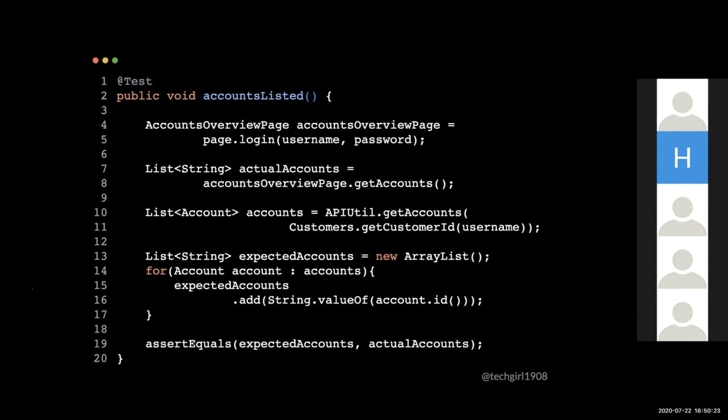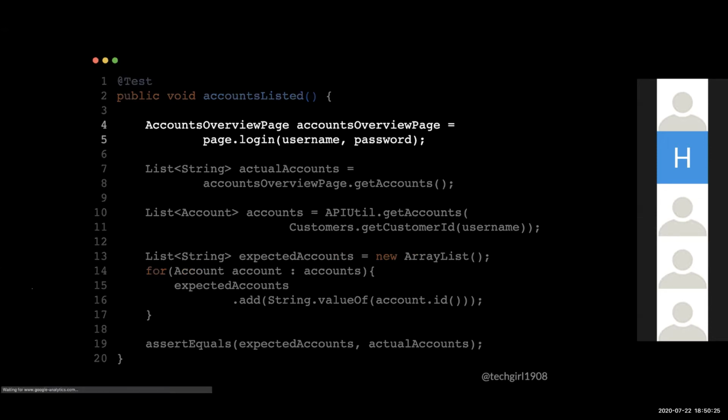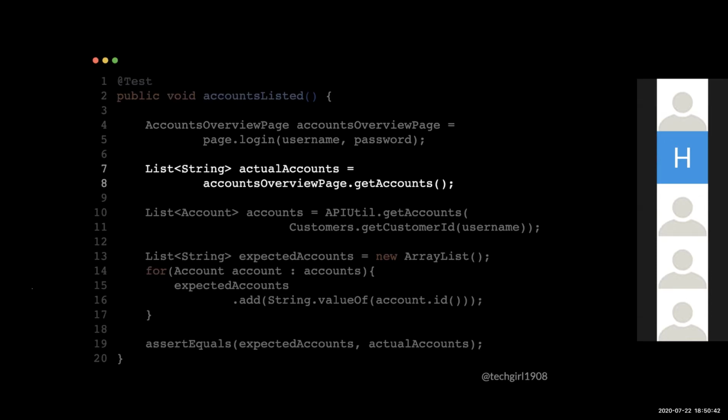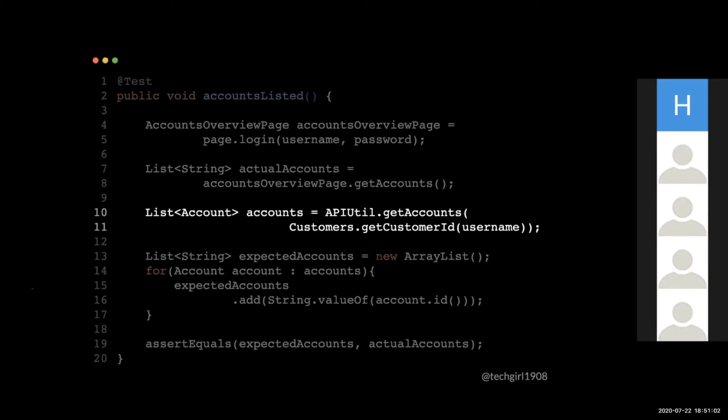So here's our test code. Let me walk you through it. Here we are logging into the application, and we get a handle to this accounts overview page. And this is where that table of accounts is located. Next, we get a list of the account numbers that are displayed on the page. And then we want to get the expected accounts. So this test data can change. So we're actually going to make a call to an API to get the expected accounts. And this returns a list of deserialized objects.